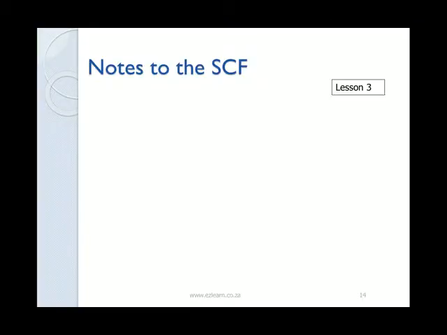Notes to the statement of cash flows. The first note that we need to look at is the cash generated from operations. Last lesson, you were shown how to use the direct method to calculate this amount, although it is not examinable.